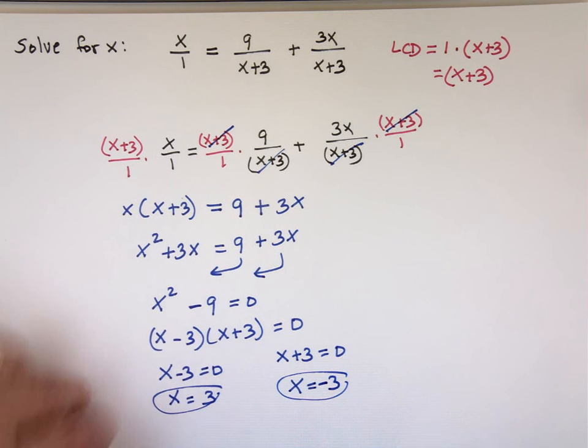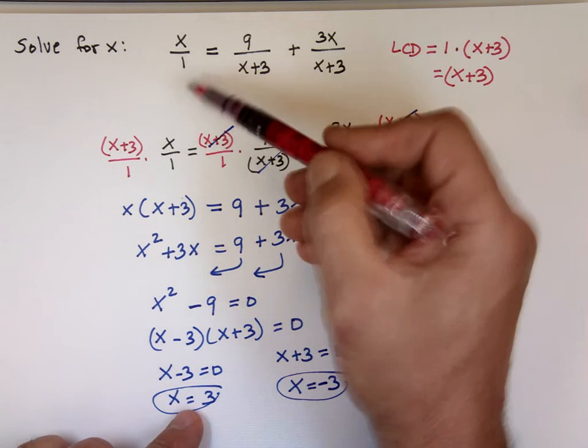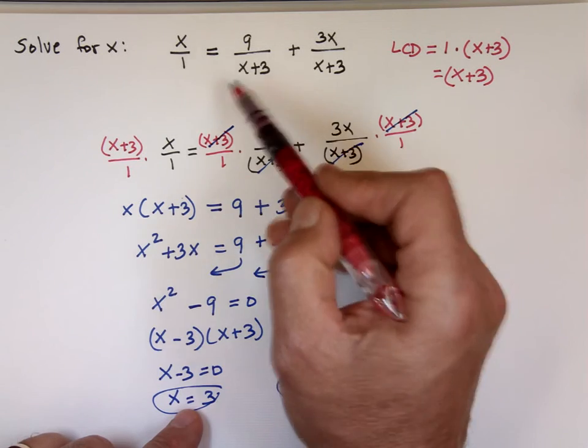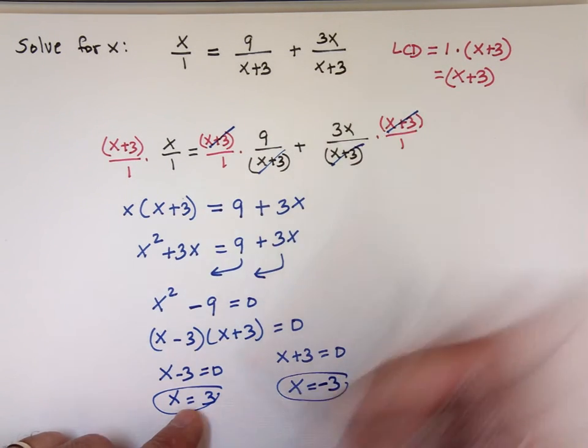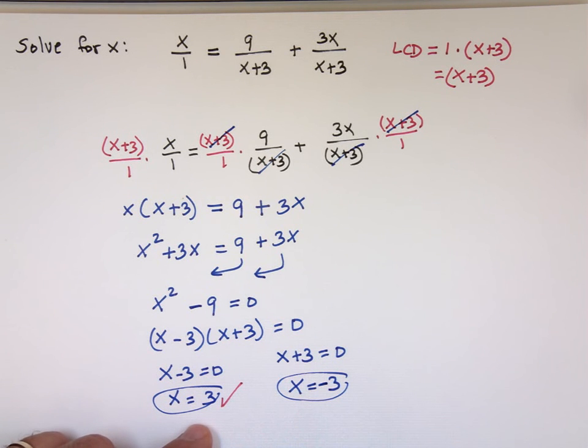Remember what I said. Check your answers. When x is 3, at least look at the bottom. Make sure the bottom is not 0. When x is 3, this is still 1. What's 3 plus 3? 6. I'm okay. What's 3 plus 3? 6. I'm good.